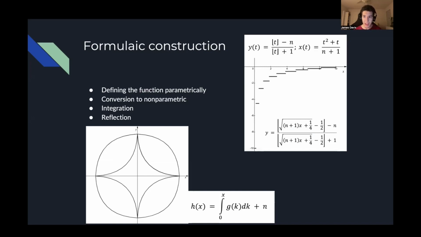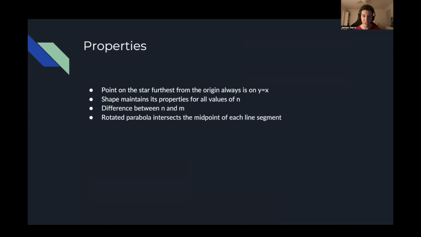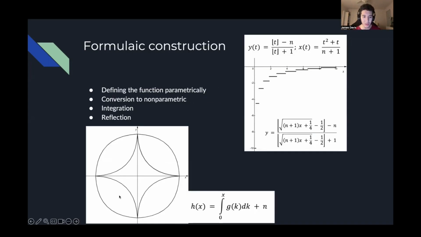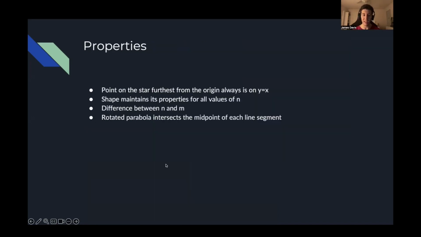Now, this shape has interesting properties. Both the star and the circle retain their properties. But the point on the star furthest from the origin is always going to be on y equals x. So if you draw an imaginary line with the slope of 1 through the origin, you'll notice that the furthest point from the origin is on that line, y equals x, although it doesn't necessarily look like it. We have done several simulations for any value of n, and we did a little bit of a proof that shows that this shape retains its properties for all values of n.